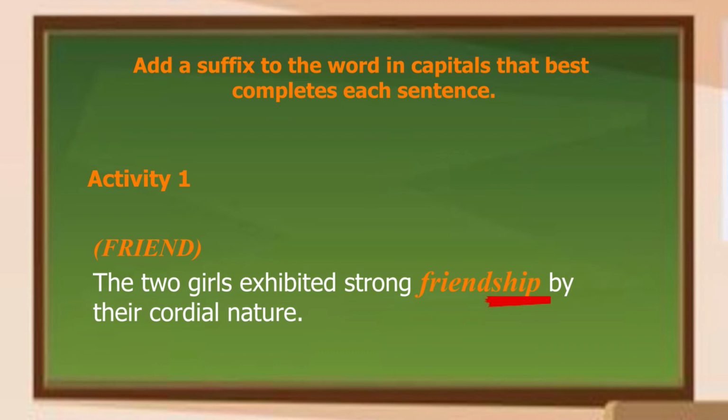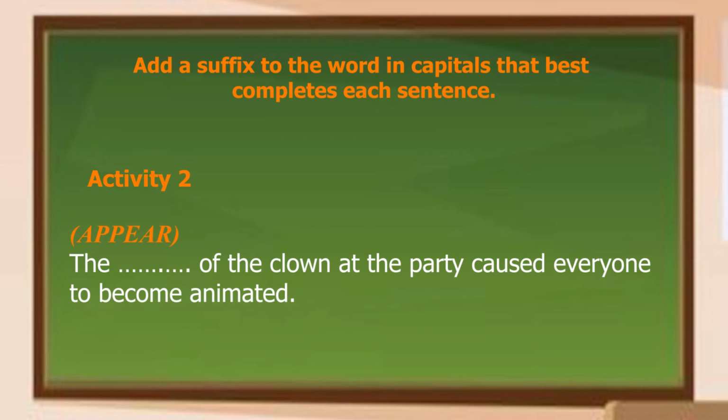Ship. So it creates a new word, friendship. The two girls exhibited strong friendship by their cordial nature. Now let's dive into number 2. We have the word appear in brackets, and it says, the something of the clown at the party caused everyone to become animated. Now which suffix should we add to the end of the word appear?